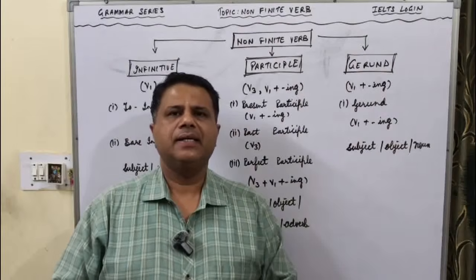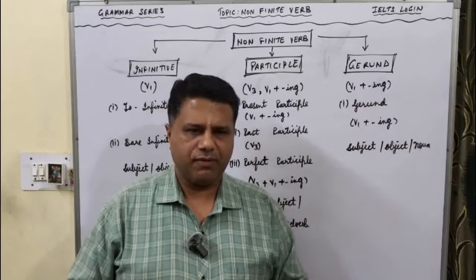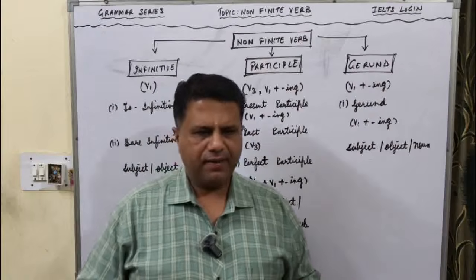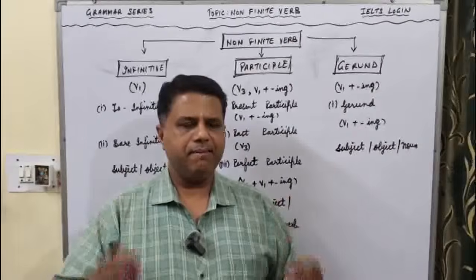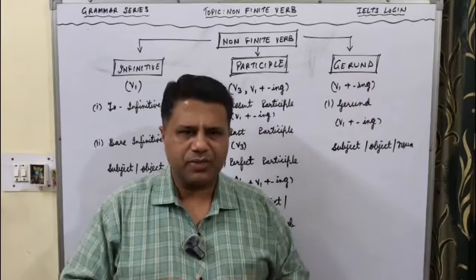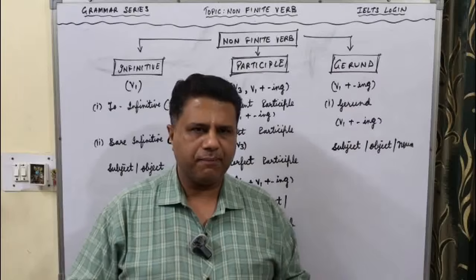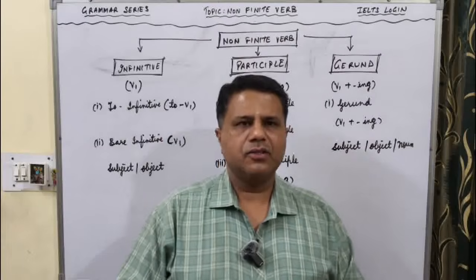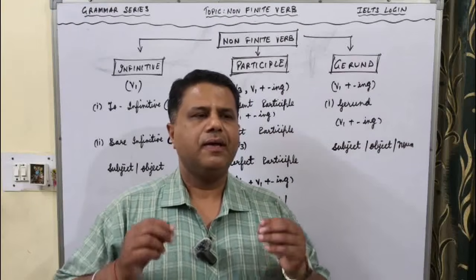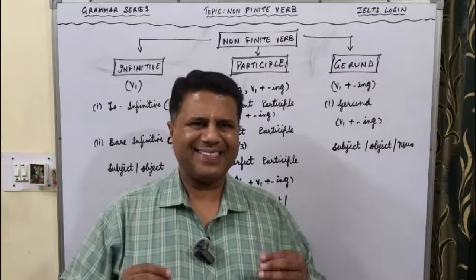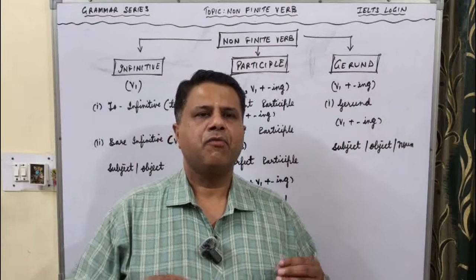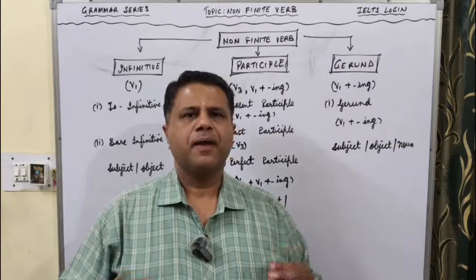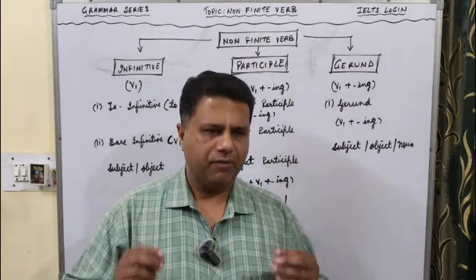One type of exercise will be fill in the blanks. We will fill in the blanks with an infinitive, with the participle, and with the gerund. In the second type, the main task is to combine the two sentences with the help of an infinitive, with the help of a participle, and with the help of a gerund. So this is the introduction to the topic of non-finite verb. We have discussed the basic difference between finite and non-finite verb, and then the names of different types of non-finite verbs.